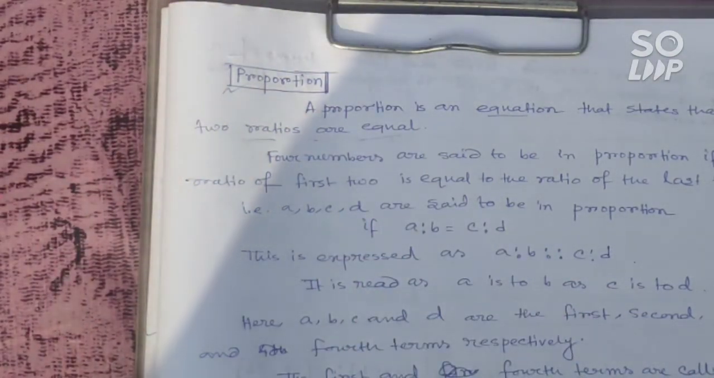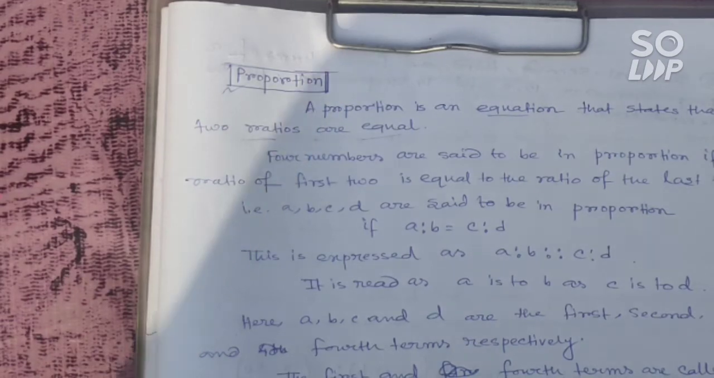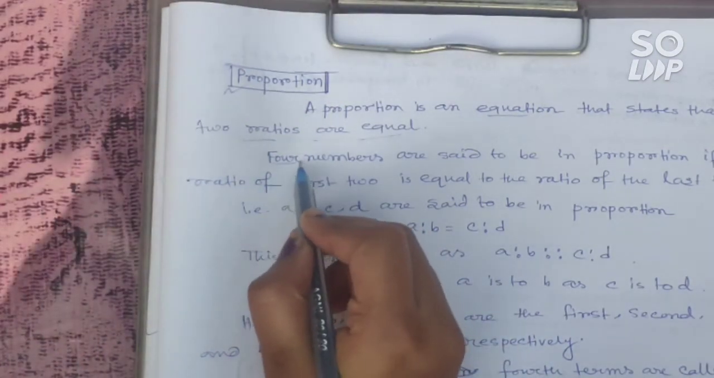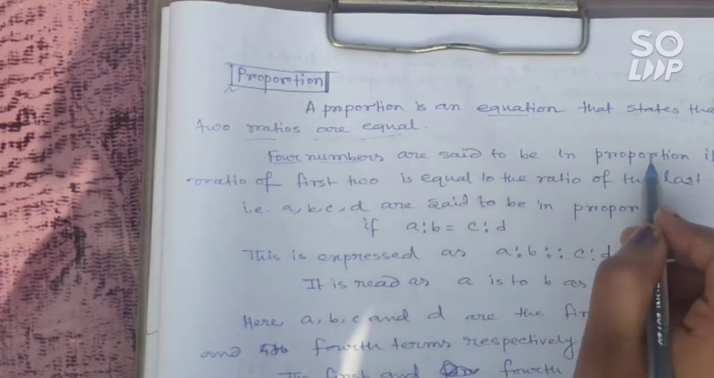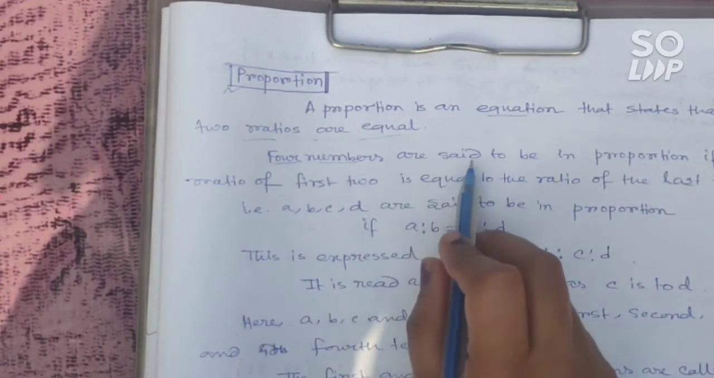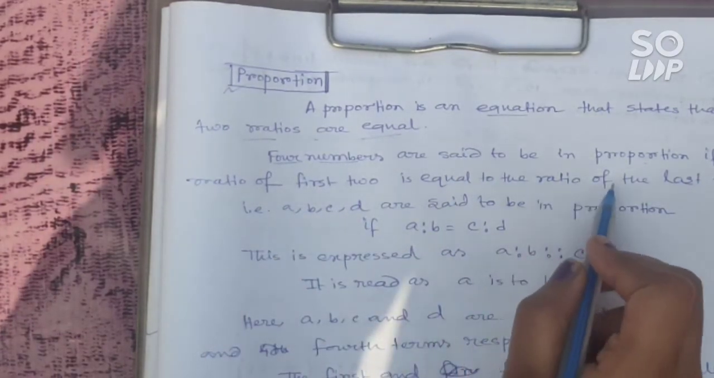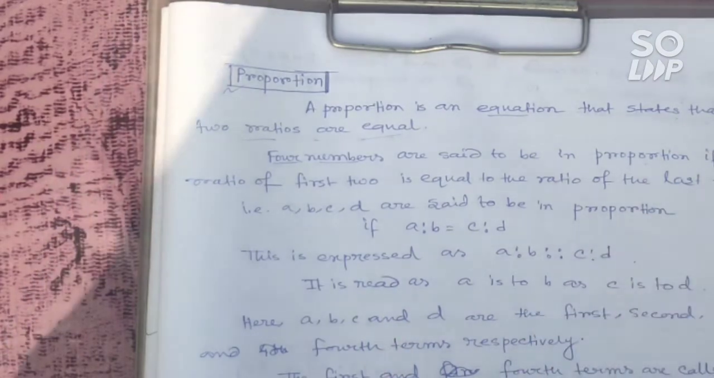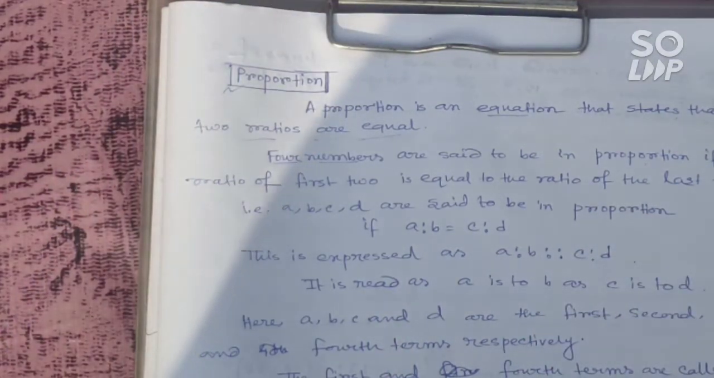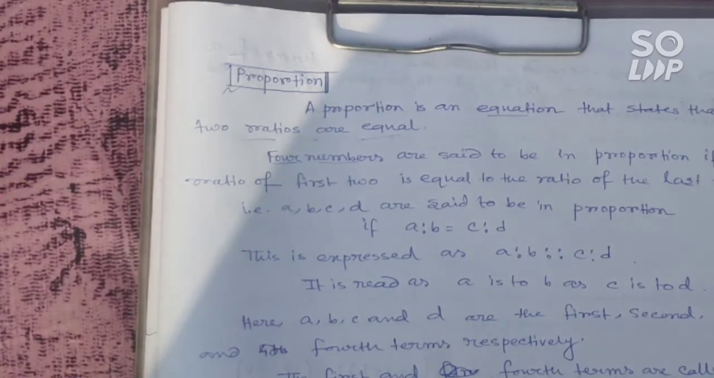So when two ratios are equal, then all of the terms of two ratios are called in proportion. Okay? Four numbers are said to be in proportion if the ratio of the first two is equal to the ratio of the last two. So, if the ratio of the first two terms and the ratio of the last two terms are equal, then we will say that four numbers are in proportion. Okay.